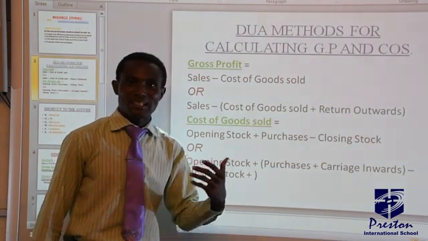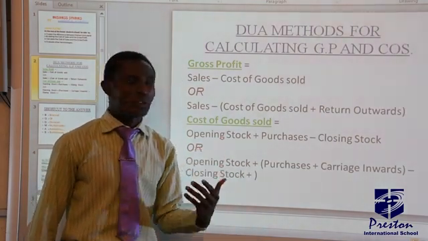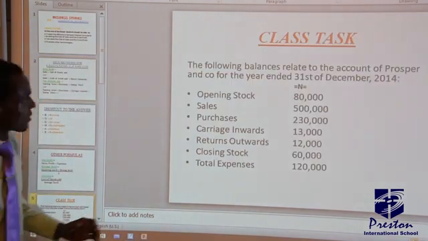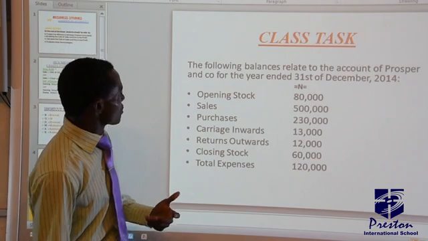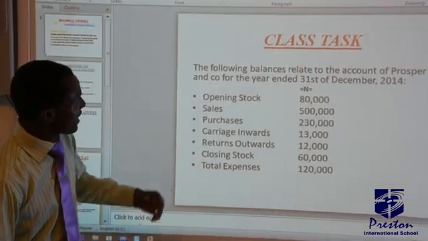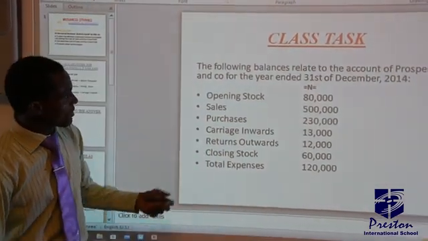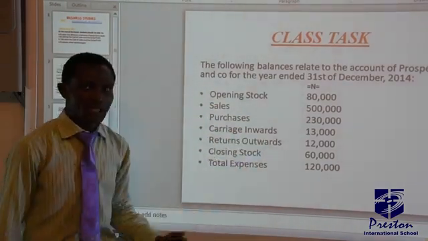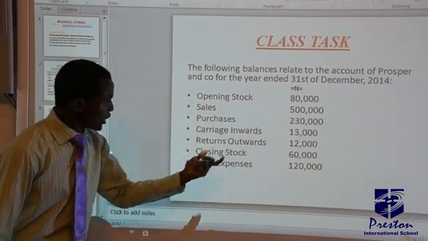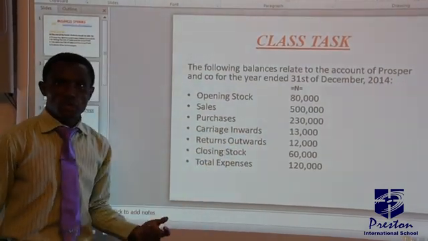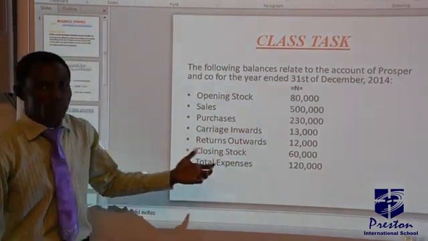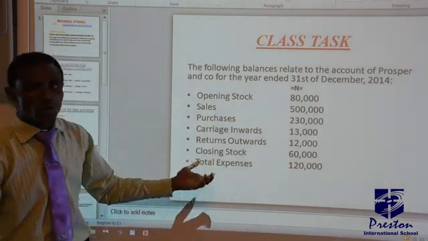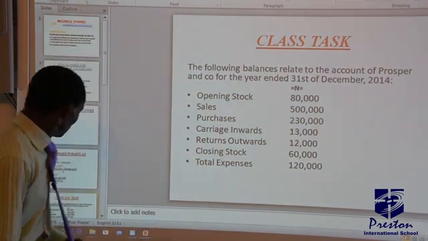Let us consider the class task given to you in the last lesson. For you now, this is the class task. The following balances relate to the account of Prosper and Co. for the year ended 31st December 2004. These are the items given to us, opening stocks and so on. And here you can see the carriage inwards and the returns outwards, which looked somehow difficult for some students last time we met. But here, I hope that you'll be able to get it better.